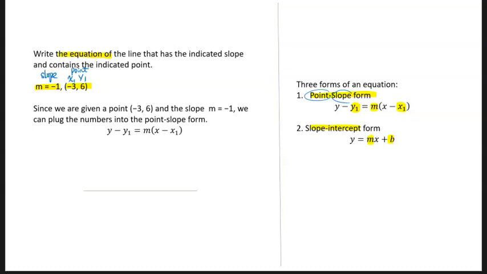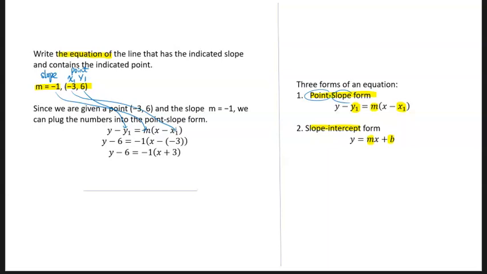We're going to plug in -1 for m, -3 for x1, and 6 for y1. As for x and y, you just keep them in there; you're not going to plug in any numbers. After I plug everything in, I got this. Technically you can stop here, but if you want to make it a little easier, you could simplify a little bit. For example, two negatives make a positive, so I can turn that into +3.